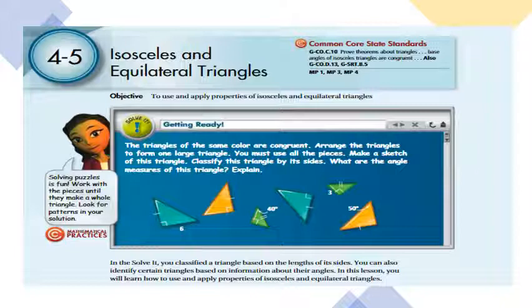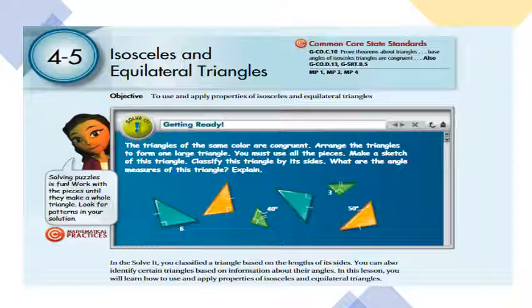Today our lesson is about isosceles and equilateral triangles. In this lesson you will use and apply properties of isosceles and equilateral triangles. So let's see here, girls. I want you to look at this triangle. How can I classify this triangle?